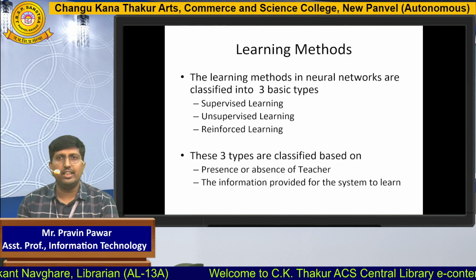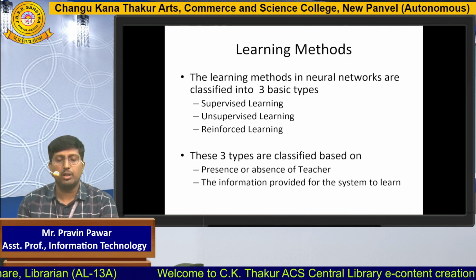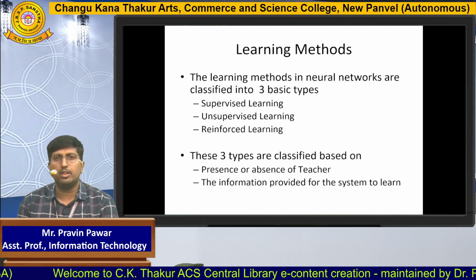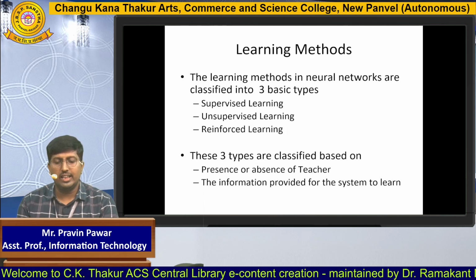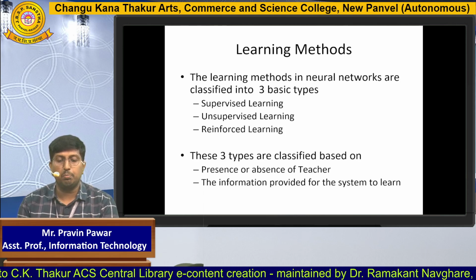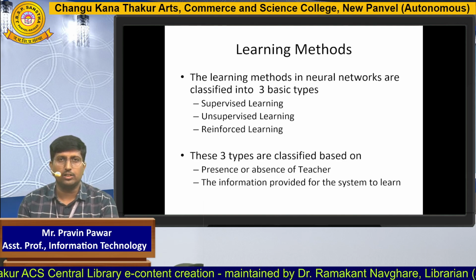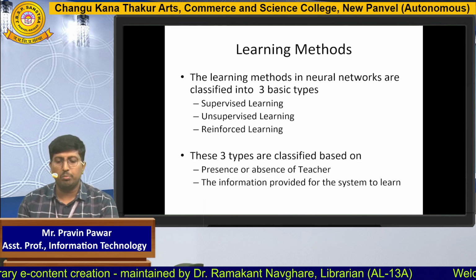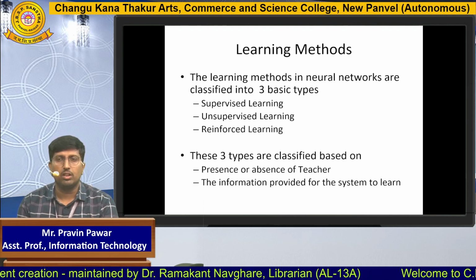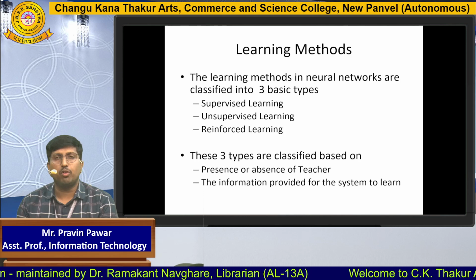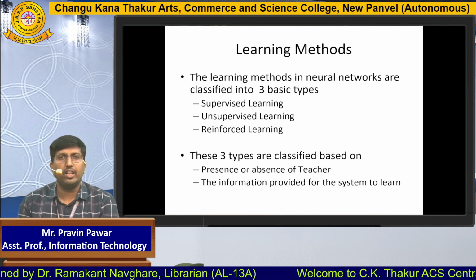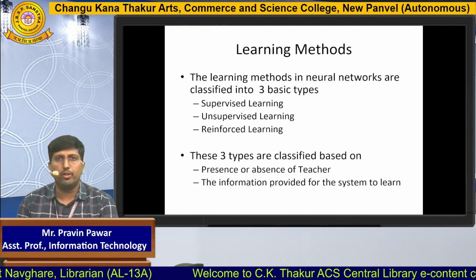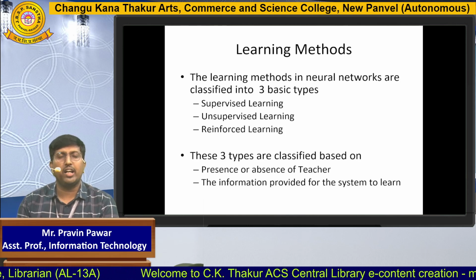So these are the next process of the learning methods which are related to the neural networks. There are three basic parts of the neural networks. Now these three types are classified based on the presence or the absence of the teacher. So it comes under the types of supervised and unsupervised learning and the information provided for the system to learn. Whenever we are creating an artificial neural network, we require some kind of information to be provided to that network, and on that information it is going to generate some kind of output.